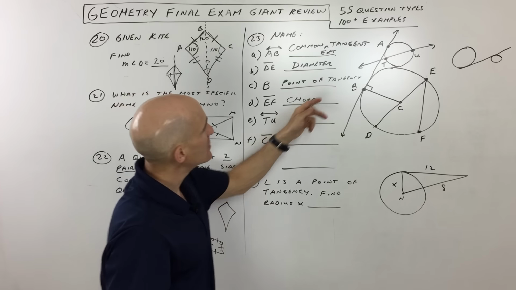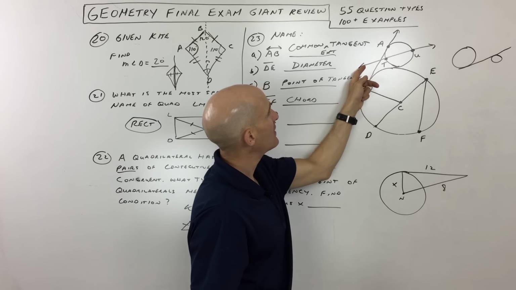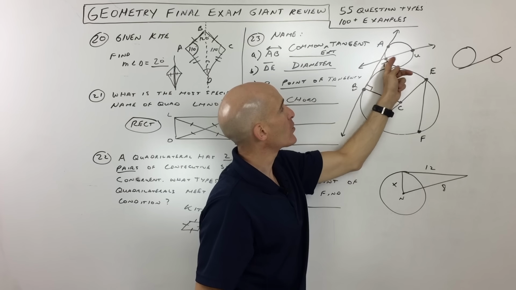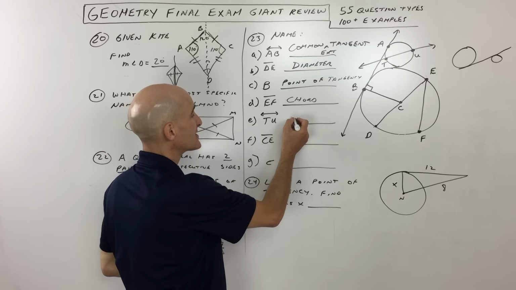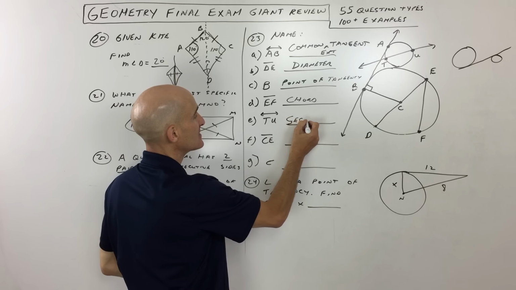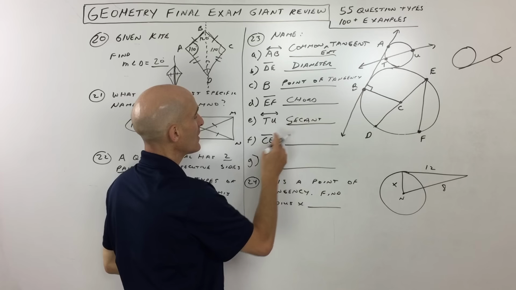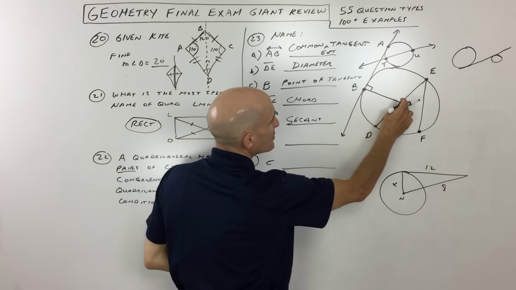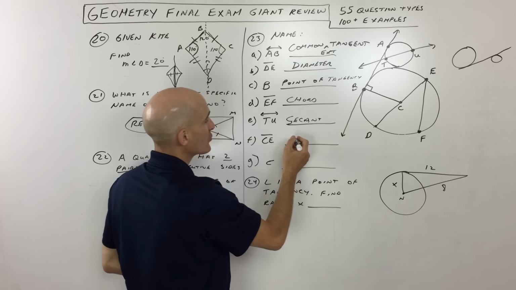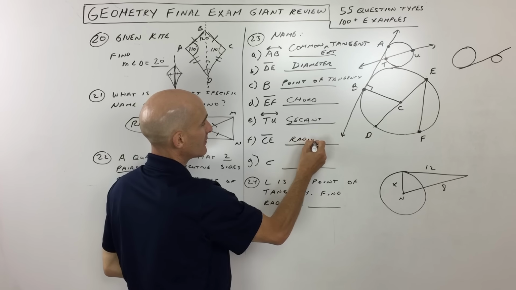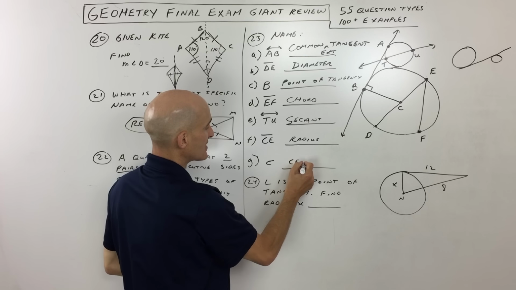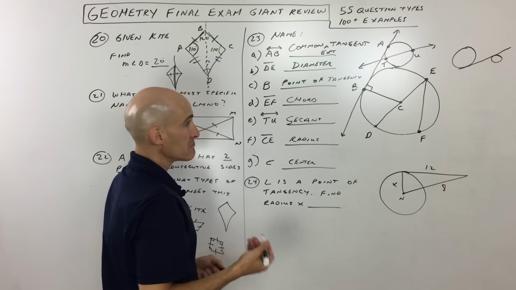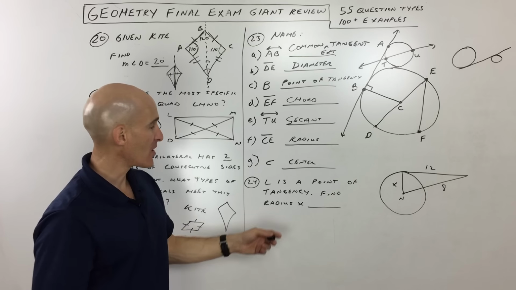Line TU, where is that? It keeps going. It's not like a chord where it starts at T and ends at U. It keeps going and cuts through the circle at two points. That's called a secant, S-E-C-A-N-T. Segment CE starts at the center and ends at the point on the circle. That's a radius. Point C is the center of the circle, so I'll just write center. And that's it. So that's naming the different parts of a circle.